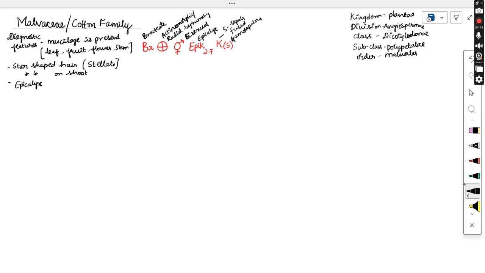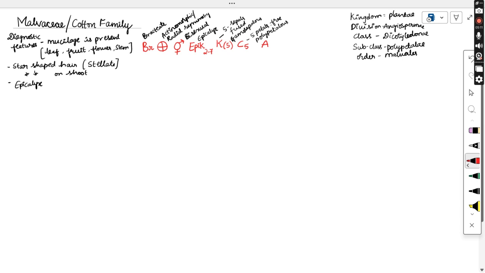And coming to the next whorl, the corolla. The corolla has 5 petals, and these are not fused. So a total of 5 petals are present, in free condition. We call it polypetalous. Poly means free, free petals are there, so it is polypetalous.